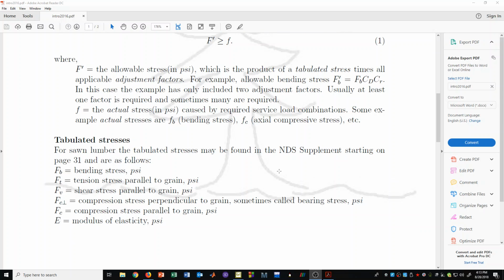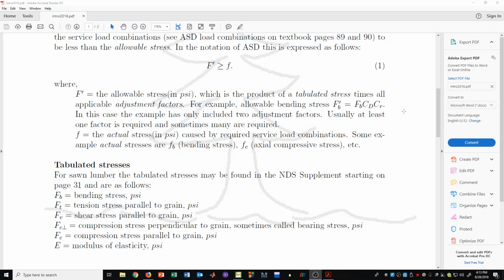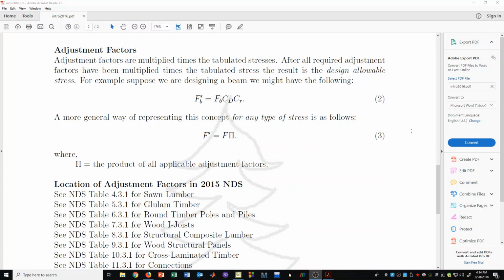We can now look a little bit further and see some further examples about this. For example, as we indicated, we have some adjustment factors that might need to be multiplied times the tabulated value. Now, in this equation, I just show two examples of adjustment factors. There could actually be more adjustment factors than just two. And in fact, we see that these adjustment factors are all multiplied together. And so a generic way of writing this is to say that our allowable stress, whatever type it might be, it could be bending, compression, shear, etc., will come from a tabulated value multiplied times the product of all applicable adjustment factors.